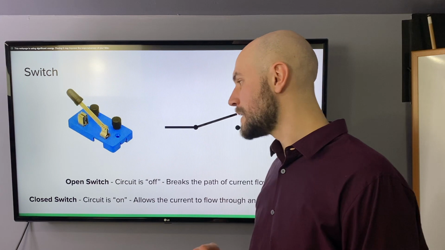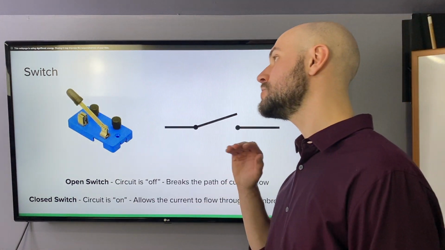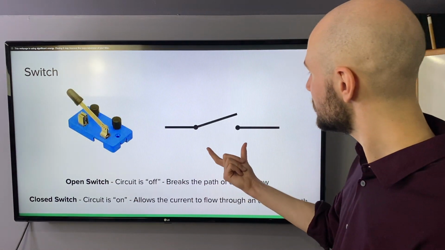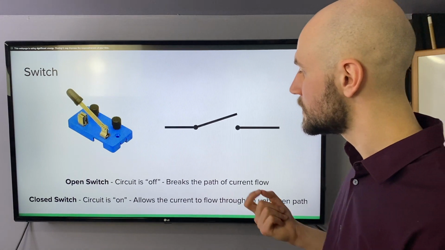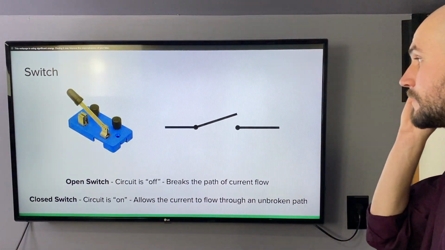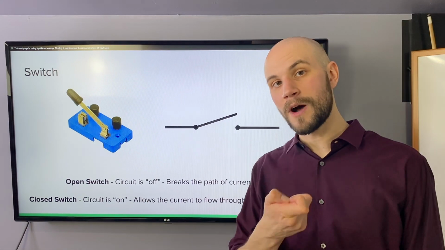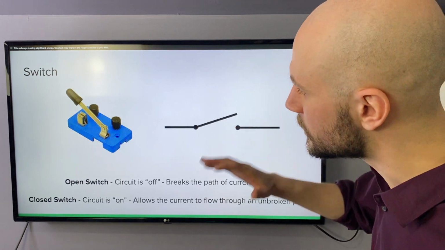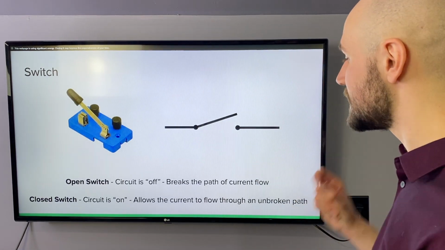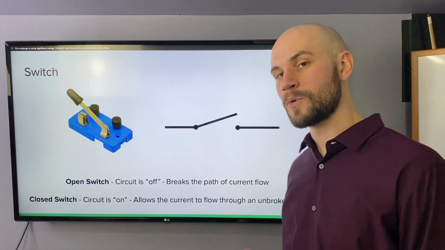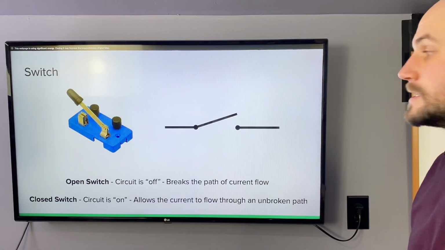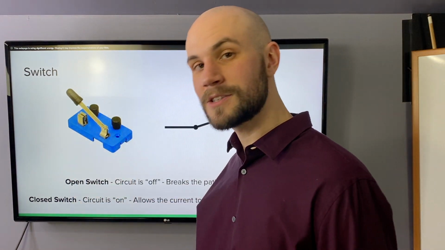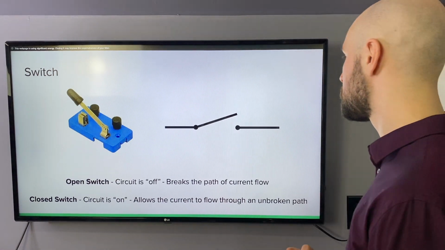When you have an open switch, the terminology is open switch. Then when the switch is open, the circuit is off. So this here is showing you an open switch, as well as this showing you an open switch. The circuit is off and it breaks the path of current flow. If you don't have a closed loop of wire, you can't have current flowing. And we call that an open switch. If we close the switch, the circuit is on, and then current is allowed to flow through our circuit, because now we have an unbroken path of conductors. If I take this metal and I close it here, now we have a closed loop of conductor, and now that current is free to flow.